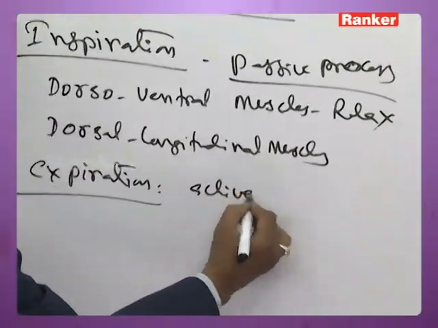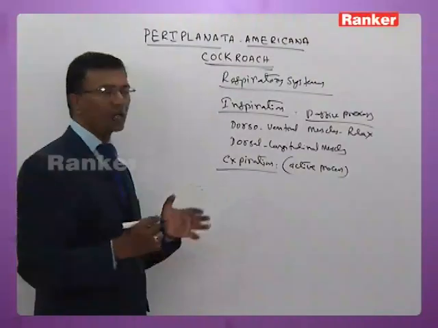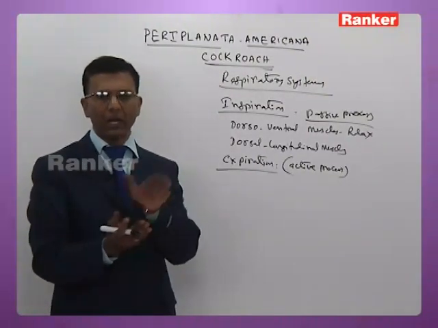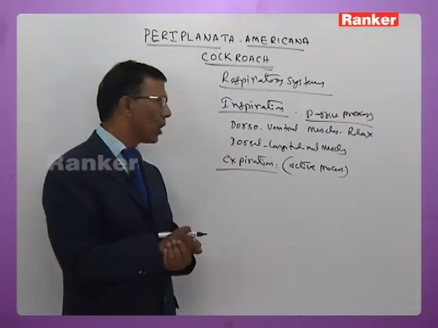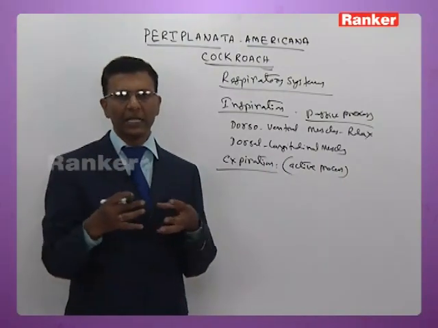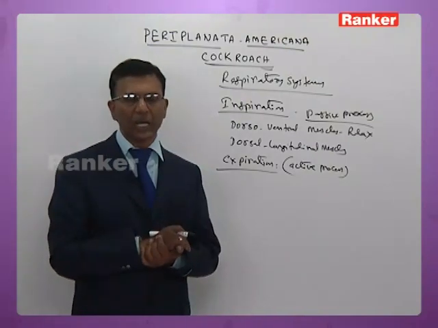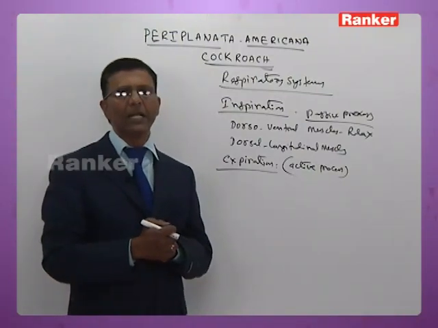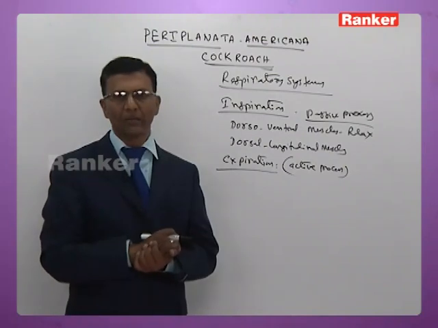Expiration is an active process during which the dorsoventral muscles contract. Consequently, the thorax and abdomen are compressed dorsoventrally. At the same time, the dorso-longitudinal muscles also contract. Consequently, the abdominal segments get telescoped. They start overlapping each other, and anteroposteriorly also the volume of the abdominal cavity decreases because of contraction of the dorso-longitudinal muscles.